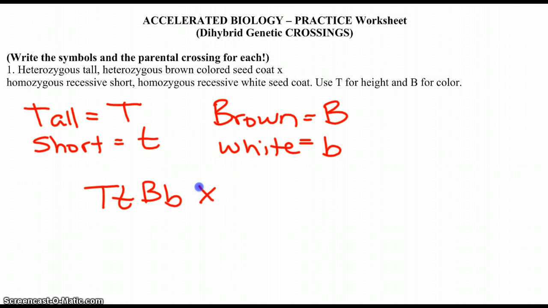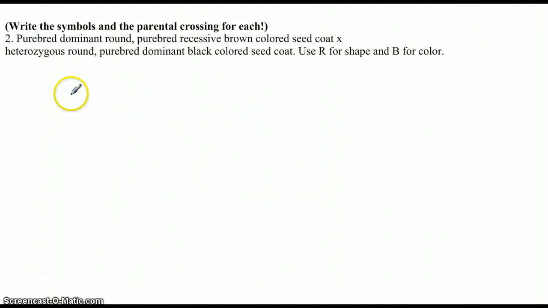Crossed with homozygous recessive short. The only way it can be short, remember, is two lowercase letters. Homozygous recessive white, and the same thing goes for white. So that's all I really needed to do for number one. Let's go to number two.